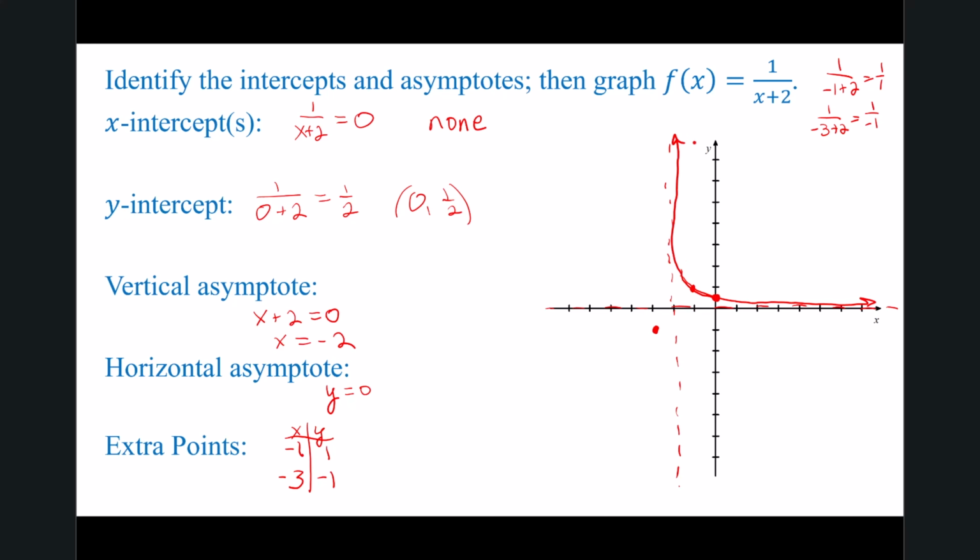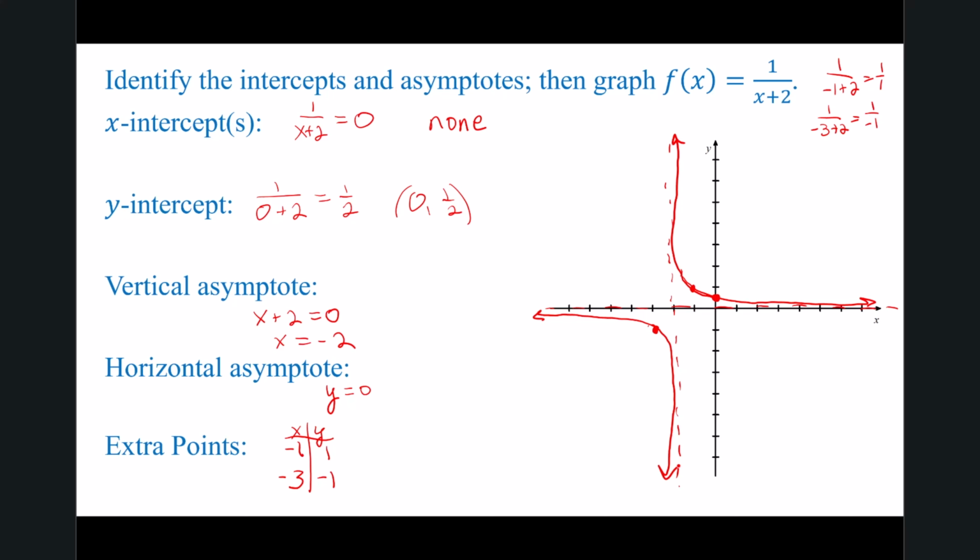On the left of this vertical asymptote, we know that we're not going to cross this x-axis, but we do have to get closer to it because it's an asymptote. And then we need to start approaching the vertical asymptote also. So this is what our graph will look like.